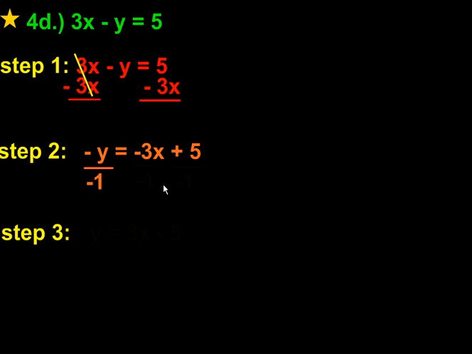And if we do it on this side, we're going to have to do it to each number on the other side as well. So what that's going to do is it's going to give us a positive y equals positive 3x and a negative 5.